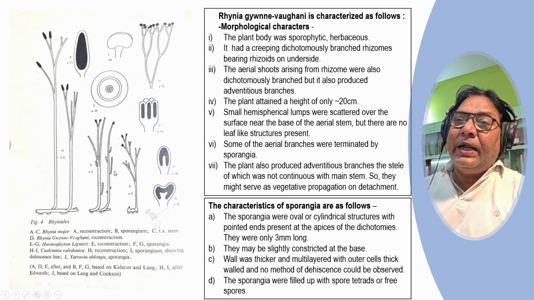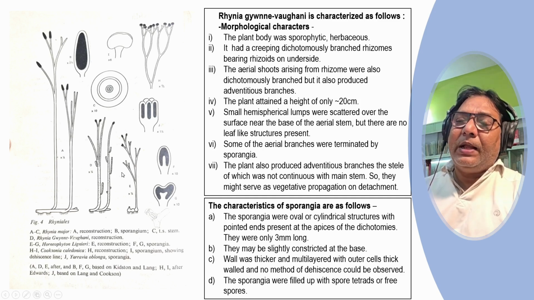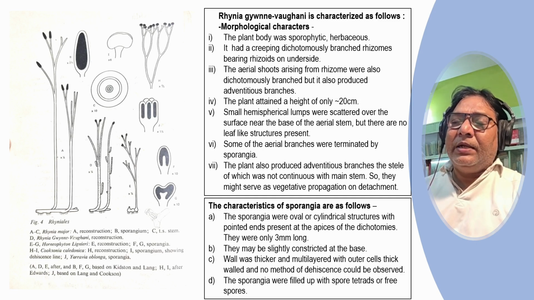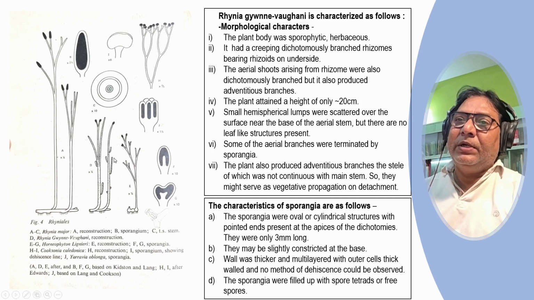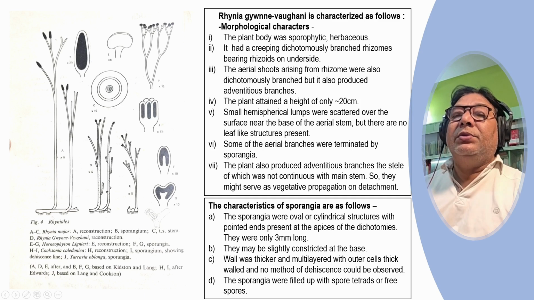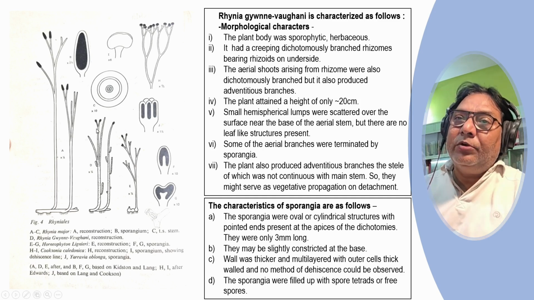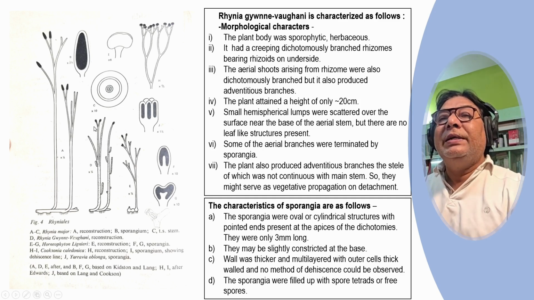These are called adventitious branches. These branches possibly used to detach from the plant, just like a bulbil or a bud, and give rise to a new plant. So it is a kind of vegetative propagation that these adventitious branches used to show. So this is the structure of the Rhynia gwynne-vaughanii plant. It is a dichotomously branched plant. This terminal dichotomy is called a telome.